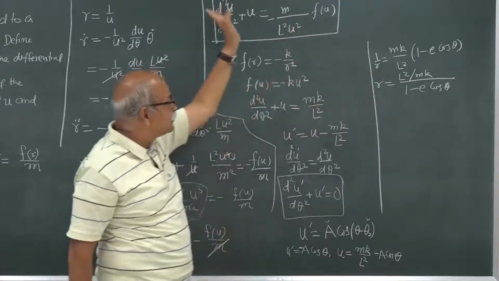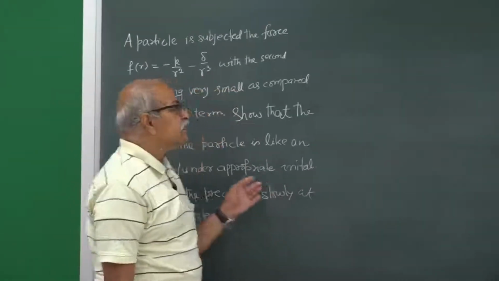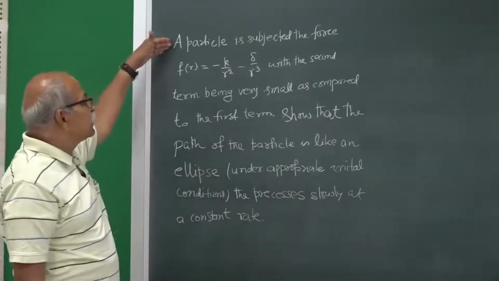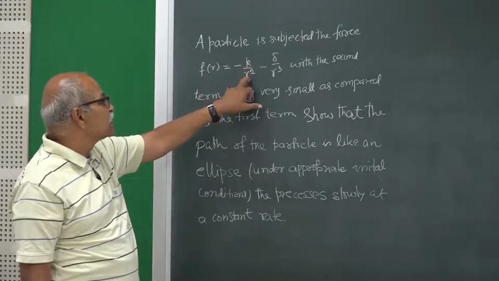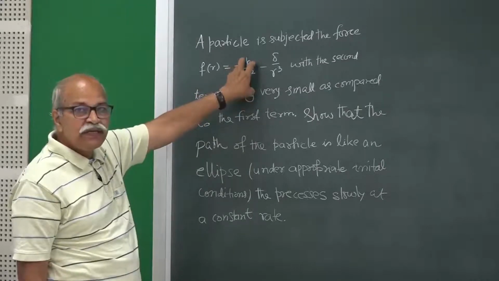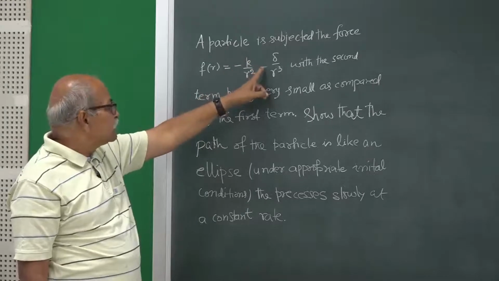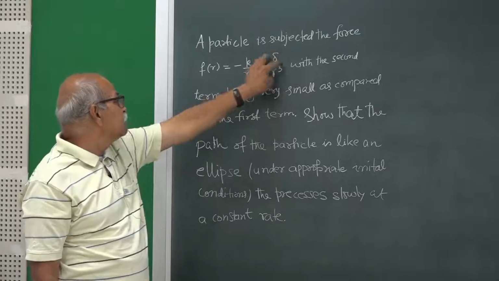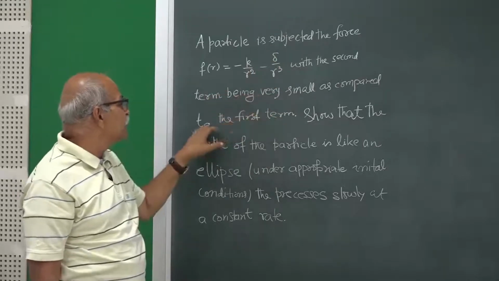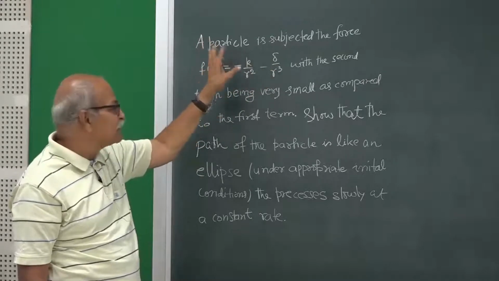So, you can get it so easily from this equation. So, this is another question. A particle is subjected to a force F_r equal to minus k by r square. This is the usual inverse square attractive force, but then there is another term, minus delta over r cube, with the second term being very small as compared to the first term. So, this is a small perturbation in this inverse square attractive force.